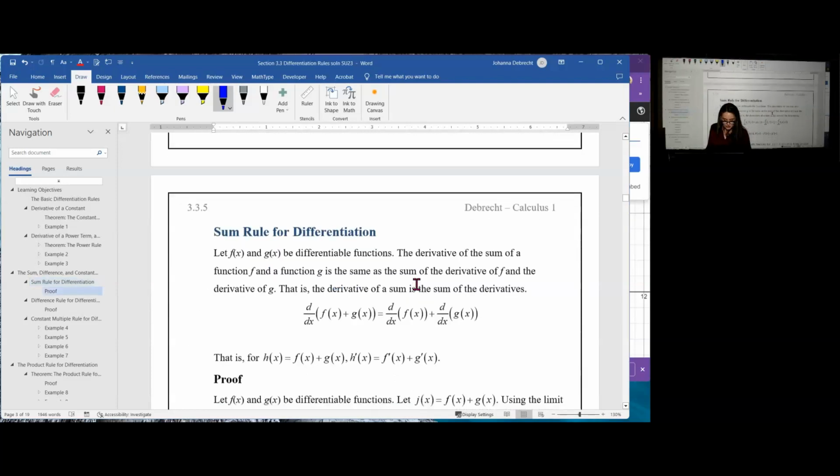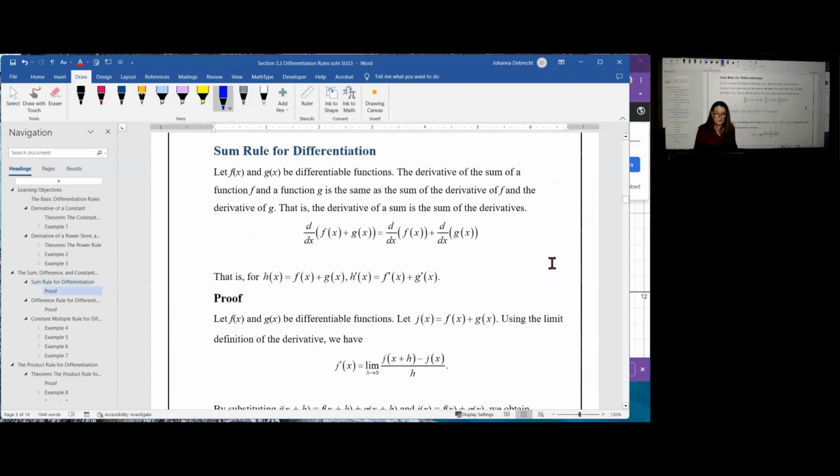For the sum rule, we have two functions, f and g, and they're both differentiable, meaning the derivative exists where they're defined. The derivative of the sum of the function f and the function g is the same as the sum of the derivative of f plus the derivative of g. In other words, the derivative of f of x plus g of x, a sum, is the sum of the derivatives, f prime plus g prime. Let's go ahead and prove this rule now.